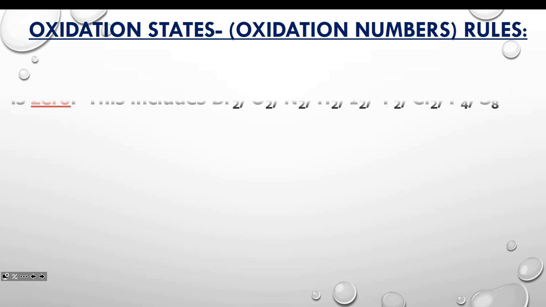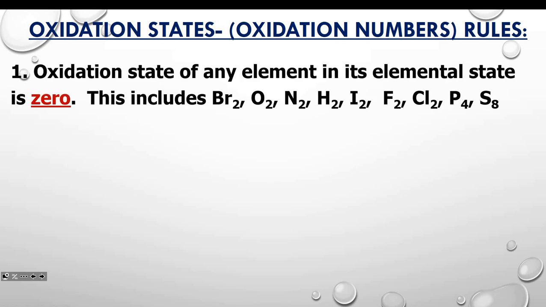So, in oxidation states we have some rules. The first rule is any element by itself is 0. That includes bromine. Okay, and phosphorus and sulfur when they're by themselves, but they're not by themselves because they're part of a twin or part of a quad.